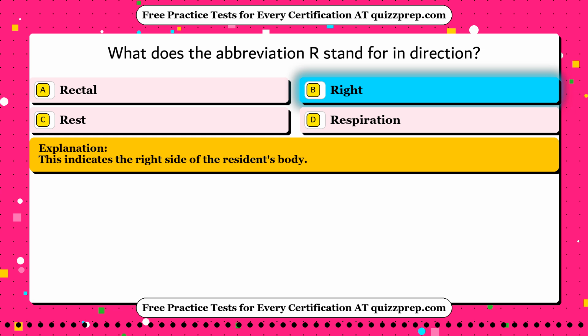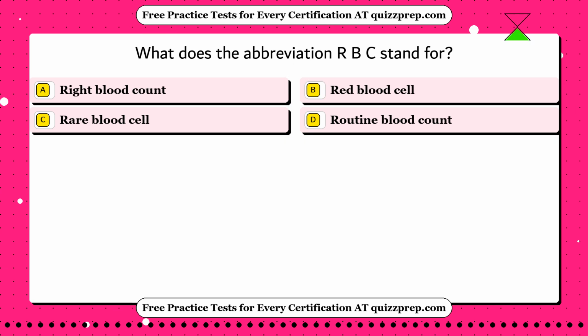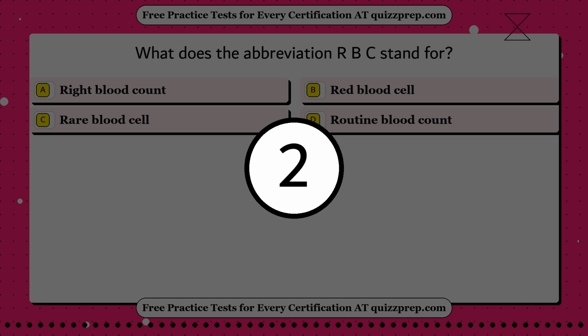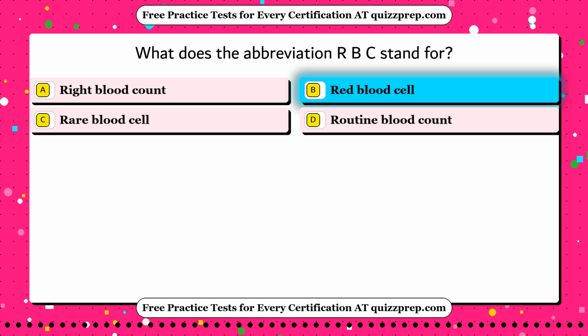This indicates the right side of the resident's body. Question 105. What does the abbreviation RBC stand for? Option A, right blood count. Option B, red blood cell. Option C, rare blood cell. Option D, routine blood count. The correct answer is option B, red blood cell.